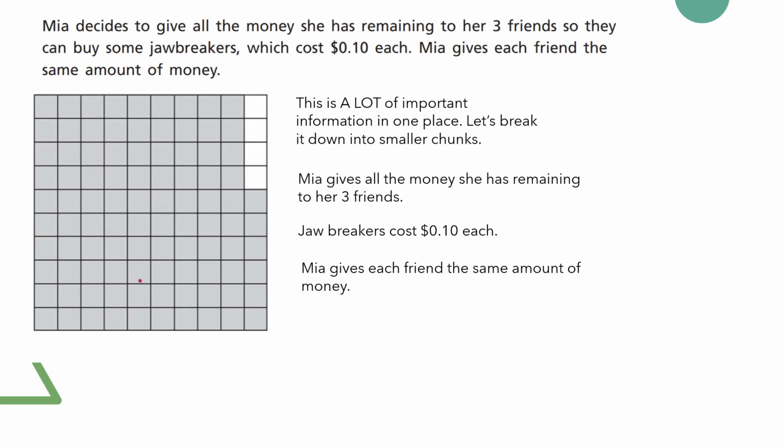Mia decides to give all the money she has remaining to her 3 friends so they can buy some jawbreakers. These are pieces of candy, which cost 10 cents each. Mia gives each friend the same amount of money. This is a lot of important information. We already determined that this grid is the remaining money. And we determined that is 96/100ths of $1, and sometimes we're going to write that so we can think about it as far as money. Jawbreakers cost 10 cents each. Mia gives each friend the same amount of money.